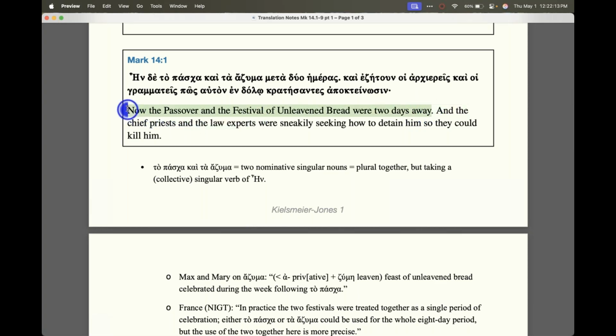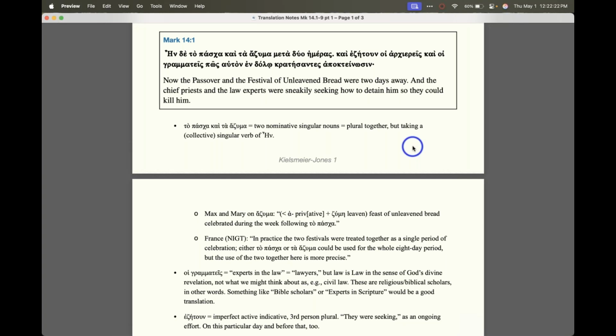So I know we've just done one sentence. I intend to continue with this verse now, but let me stop there and just see if you've got questions or comments.